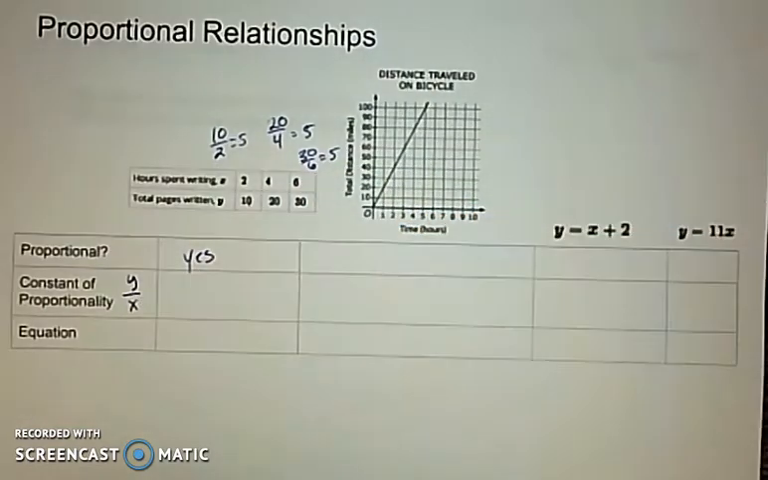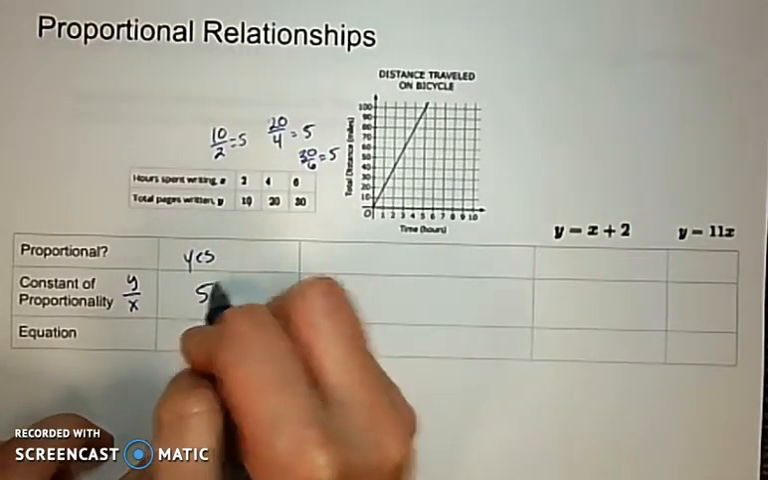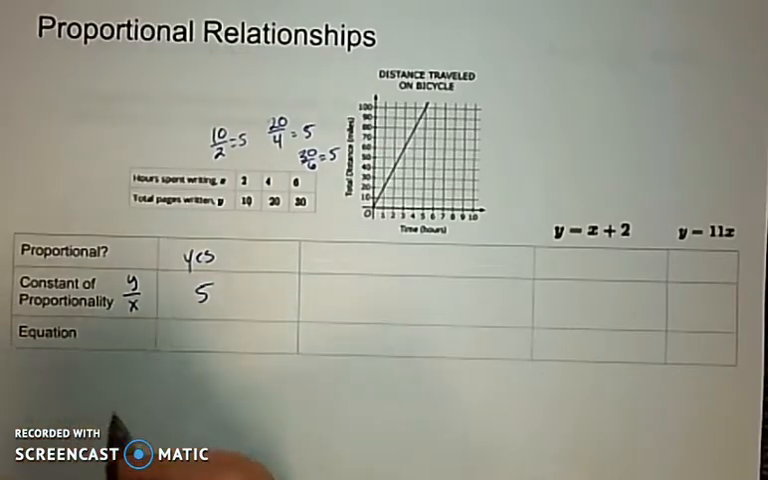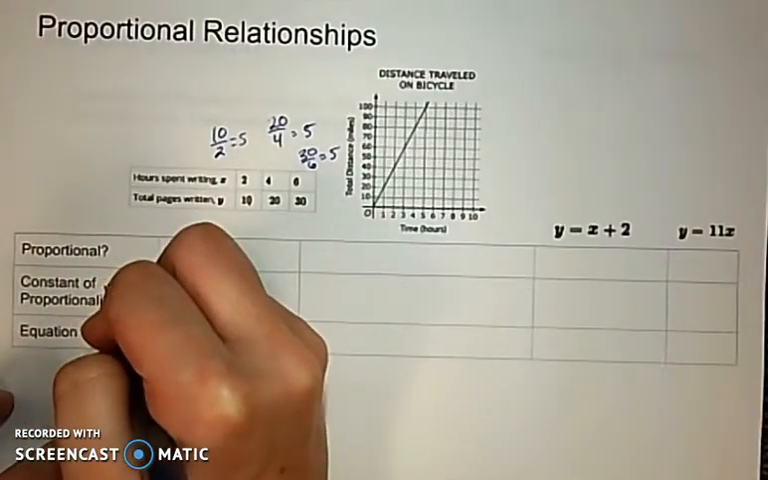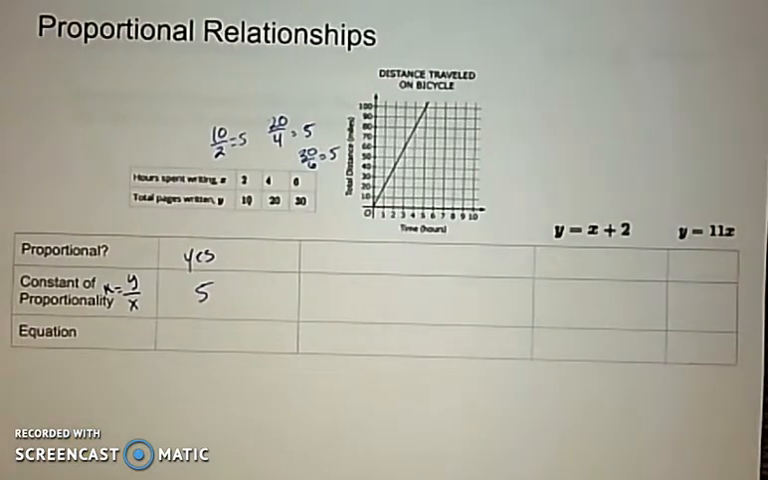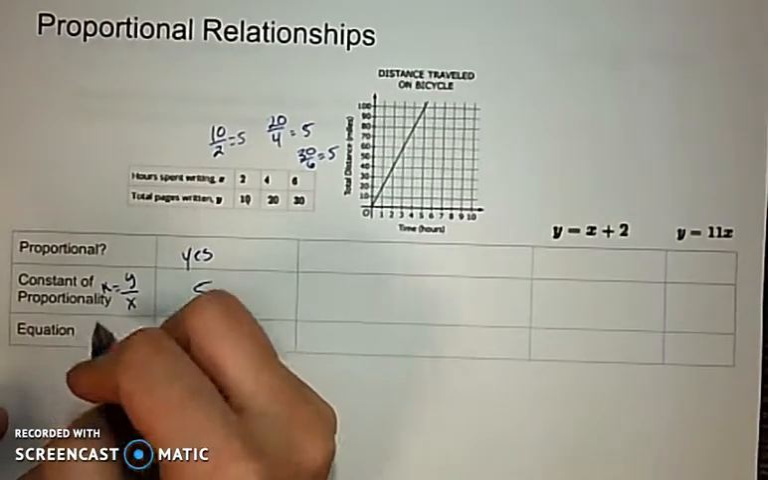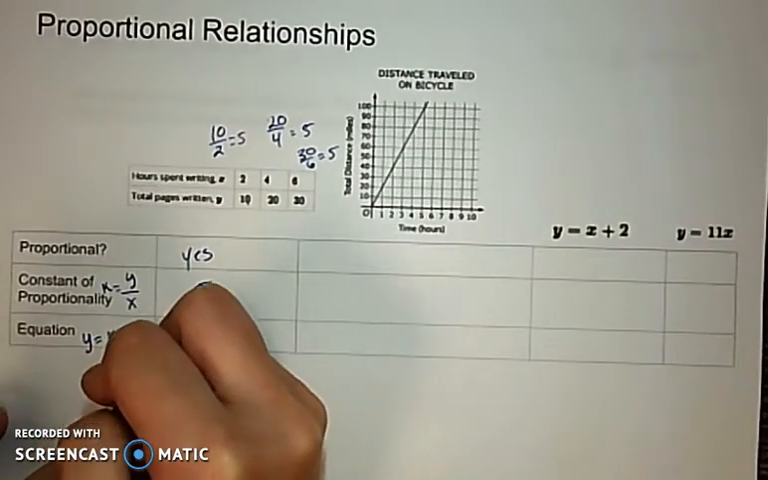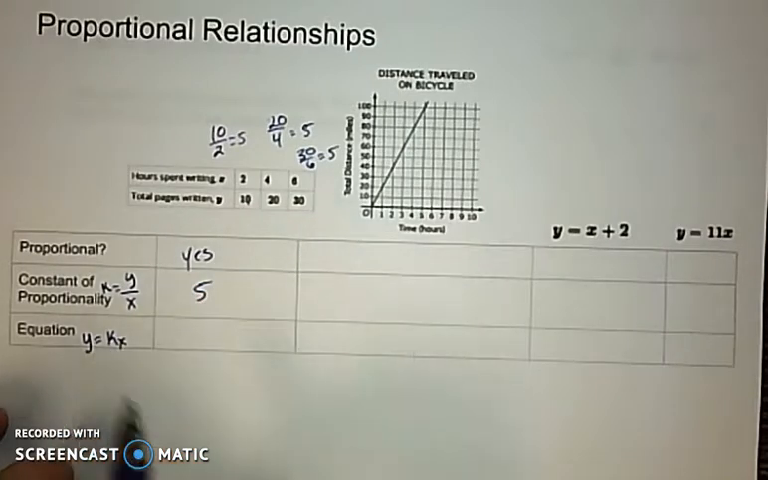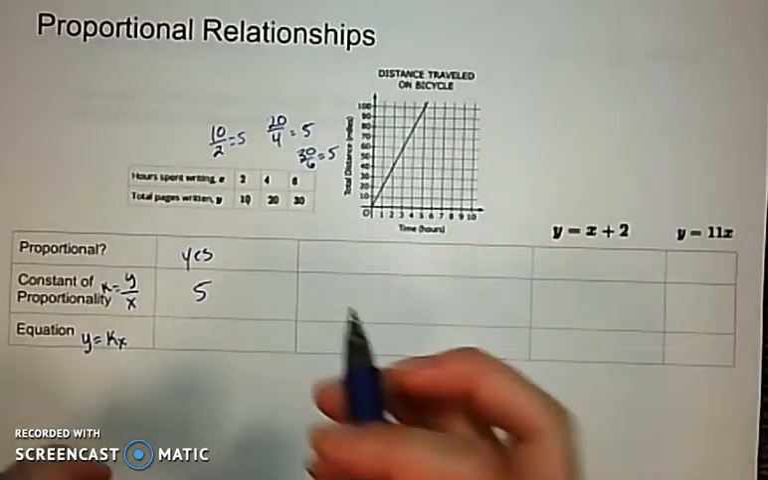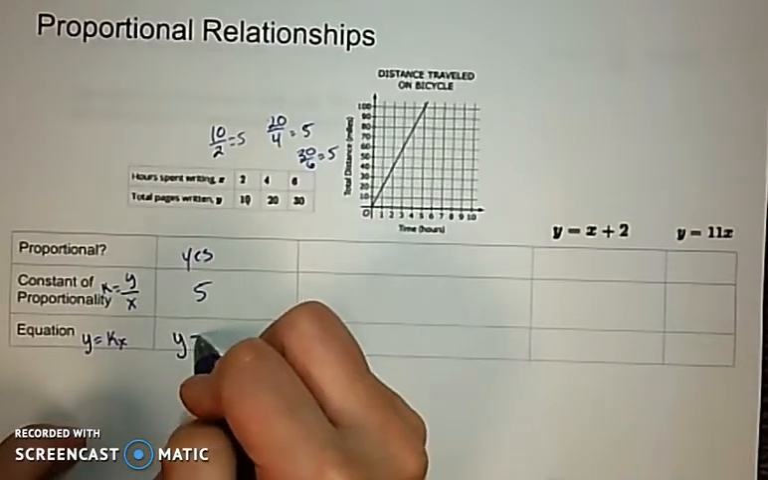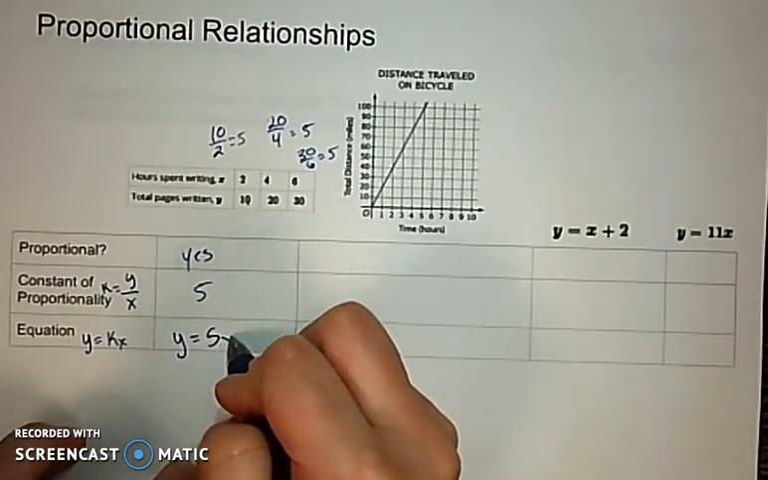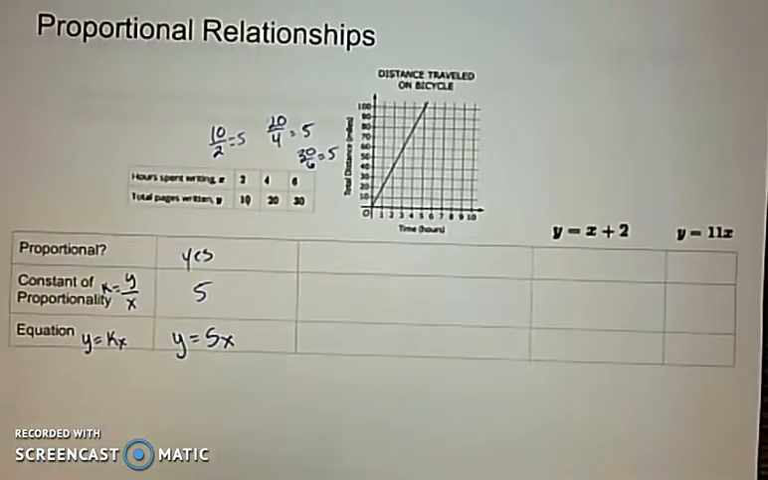Now our constant of proportionality, again, is that constant multiple. So here we have 5, 5, 5, so our constant of proportionality is going to be 5. Now, sometimes we refer to this as k. Now the equation, remember, is y equals kx, or y equals our constant of proportionality times x. So our equation here would be y equals 5 times x.